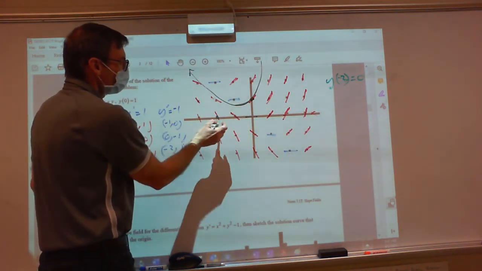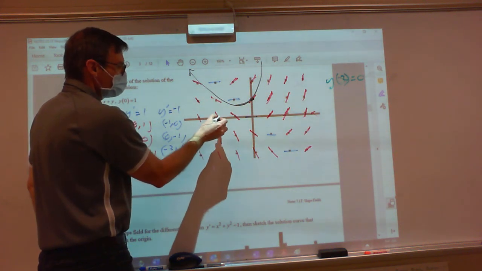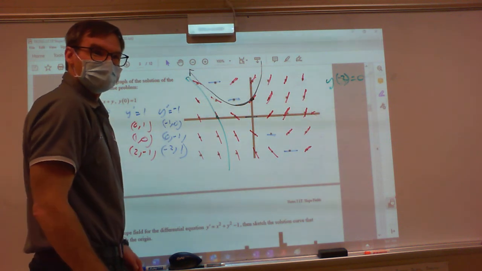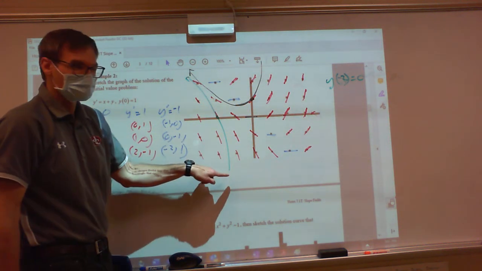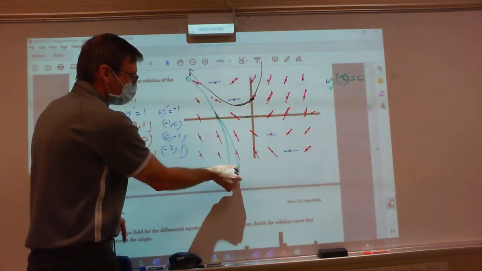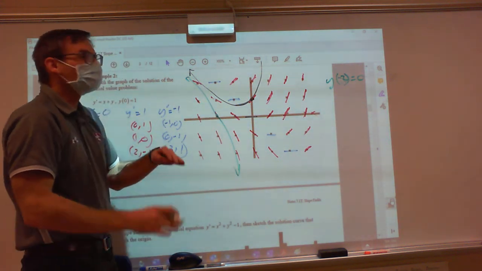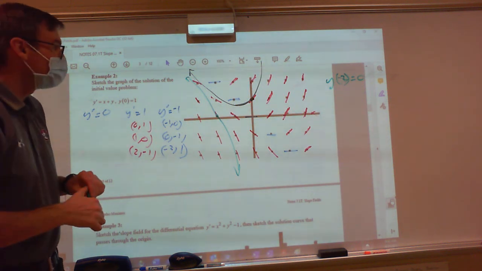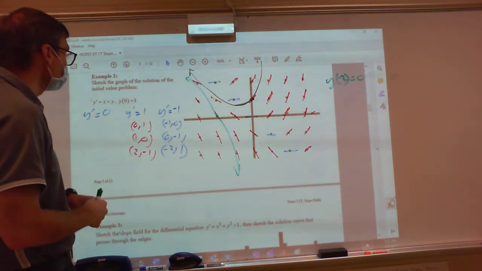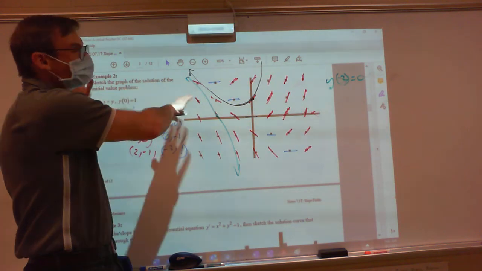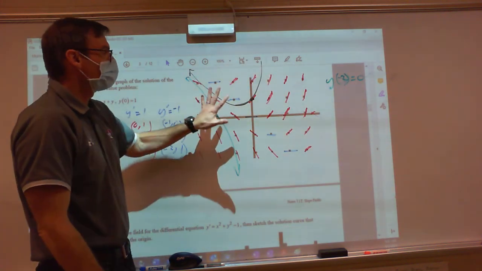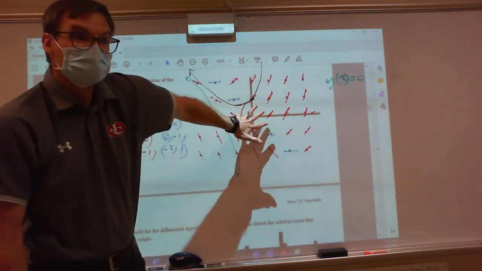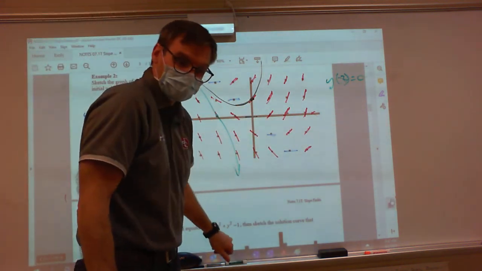So if I pick a point here, then it says, okay, we're going down, and then we're doing this. Do you see how we get a different graph? You get a completely different shape depending on where you start. And that's fairly typical with these slope fields. This is a more interesting slope field.